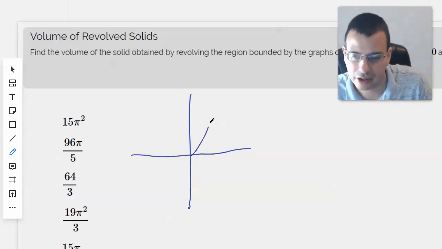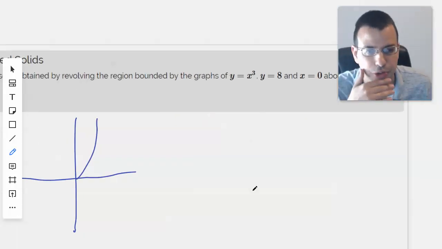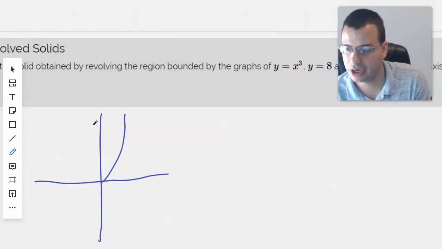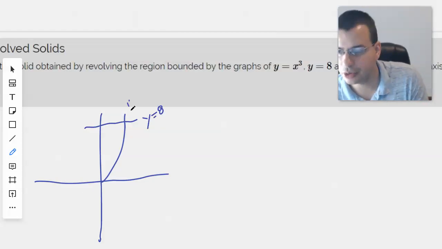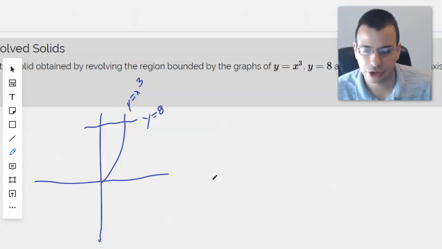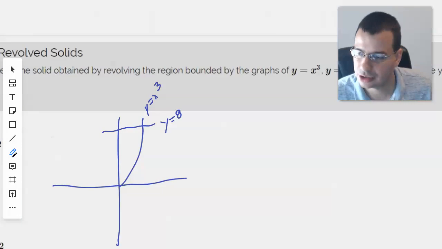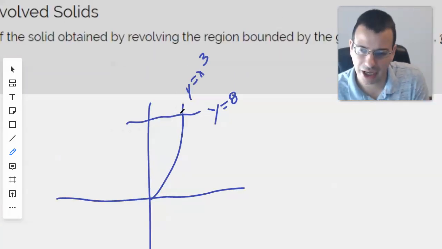kind of like this. This will be y equals x cubed. And then y equals 8, I'm going to say is right about here. So this will be y equals 8. This will be y equals x cubed. And then we're given x equals 0, which is the y-axis. And then we revolve it about the y-axis. So when we revolve it, we get a solid kind of like this.